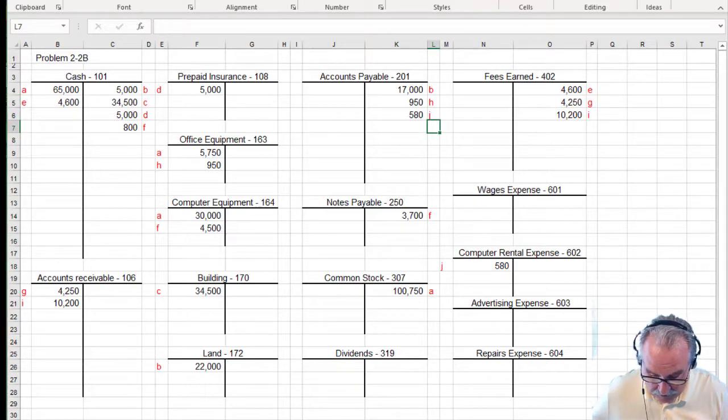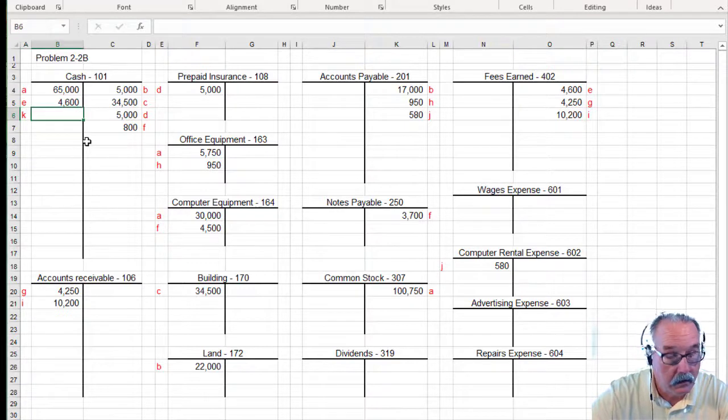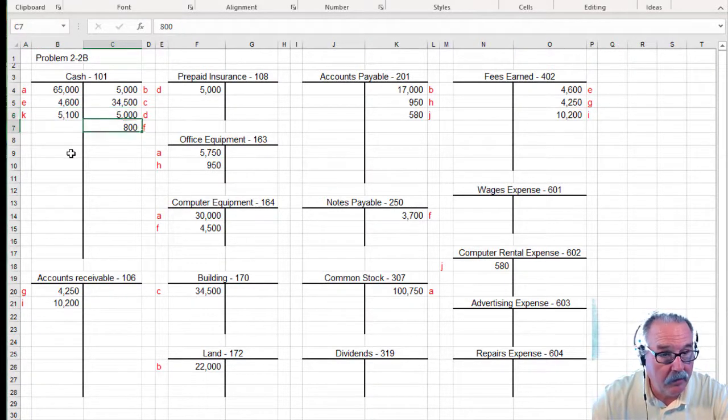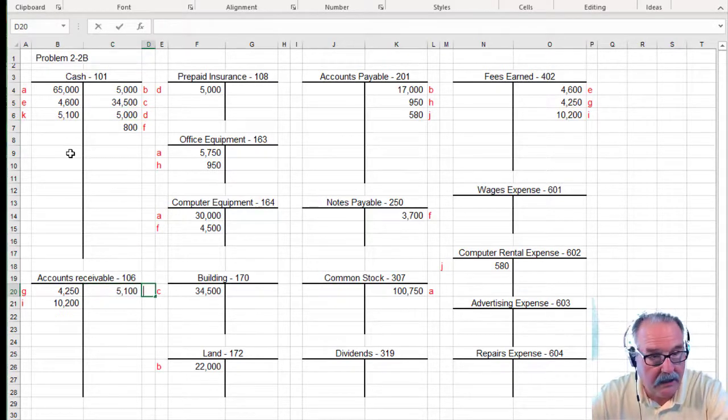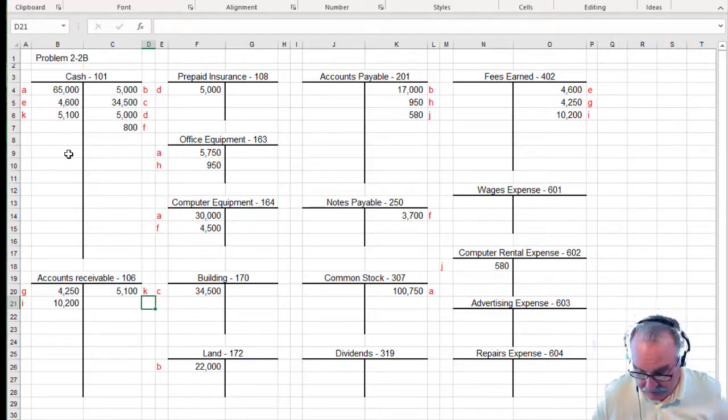Transaction K, we received a partial payment from a client on account. Transaction K. So we're going to debit cash, $5,100, and we'll credit accounts receivable, $5,100. This is transaction K. Received money from a customer on account. Accounts receivable is going down. Cash is going up.